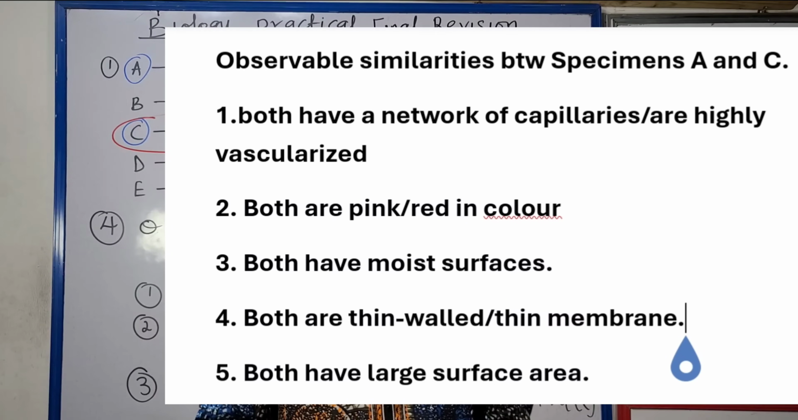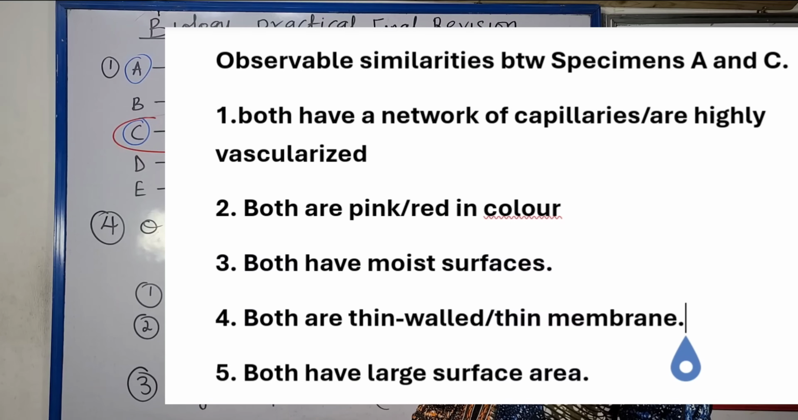Okay, as you can see the answer on your screen, when you talk about both, the gills of a fish is for respiration, that's specimen A. The lungs is for respiration. They are both vascularized, that's they have a network of capillaries, or you say they are highly vascularized. Both are red in color, or you say pink in color.